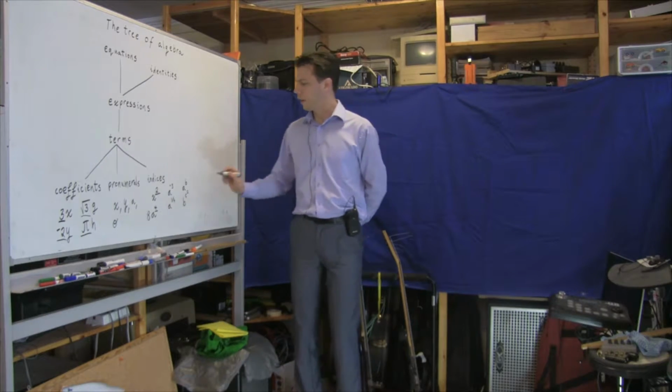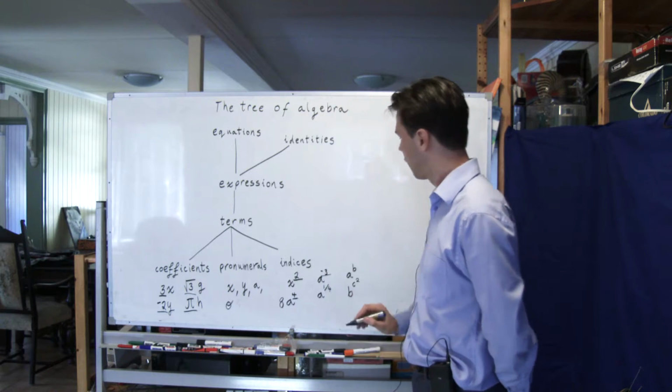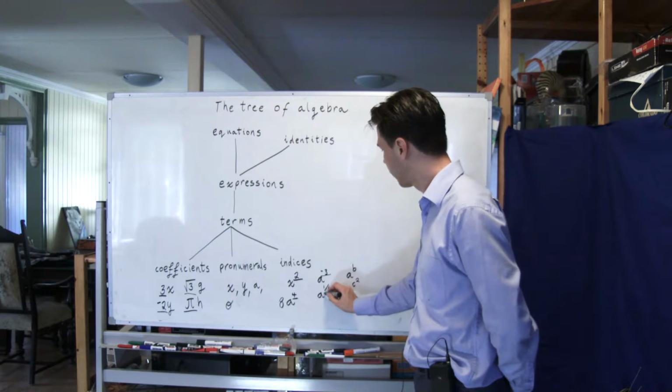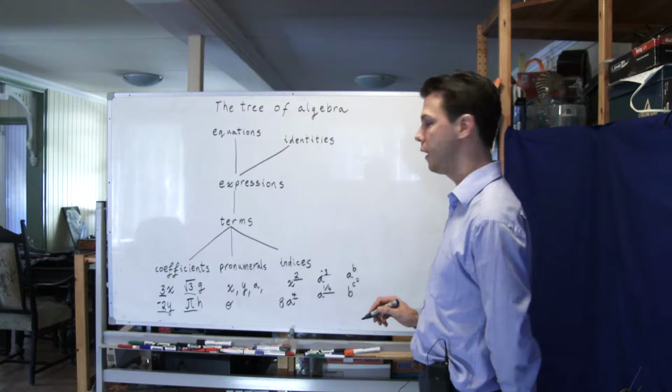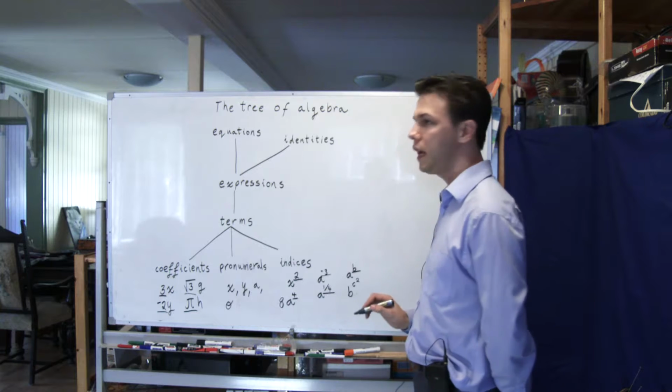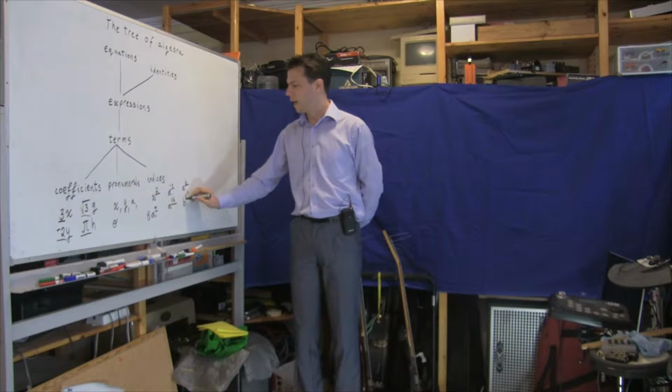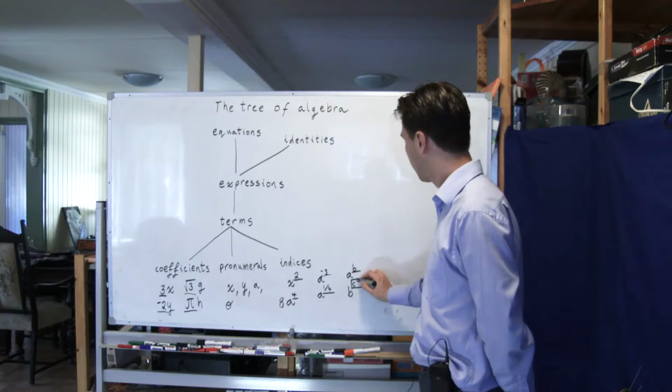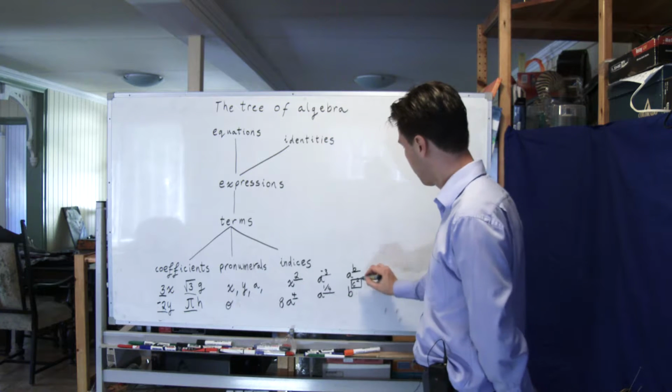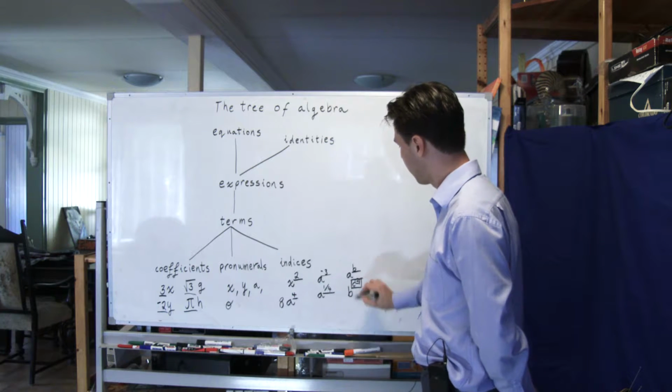So, in these cases, negative 3 would be the index, 1/4 would be the index, b would be the index, and this is important, c squared would be the index, and c squared has its own index of 2.